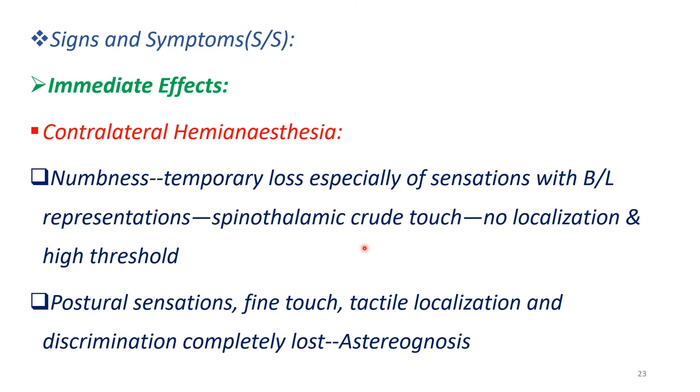Then the postural sensations, sensation of fine touch, tactile localization and discrimination are completely lost, and there is astereognosis, that is you're not able to make out the shape of any object, because the patient loses fine touch, tactile localization and discrimination. So this is the reason he gets astereognosis, that is loss of the ability to ascertain the shape of an object with the help of the touch sensation.